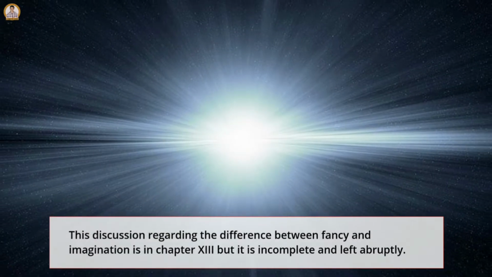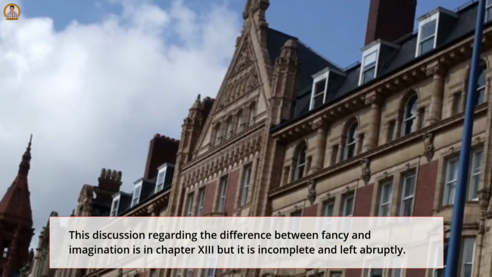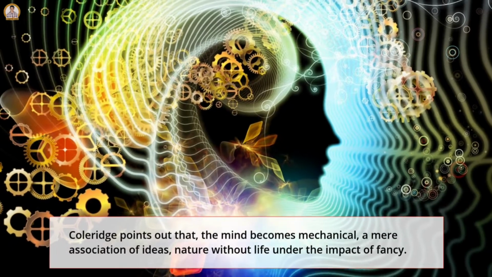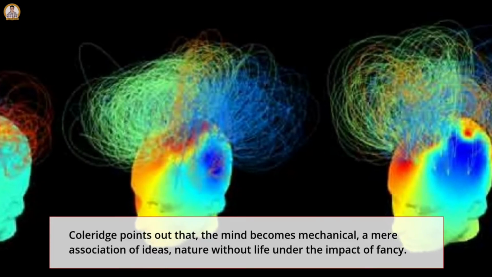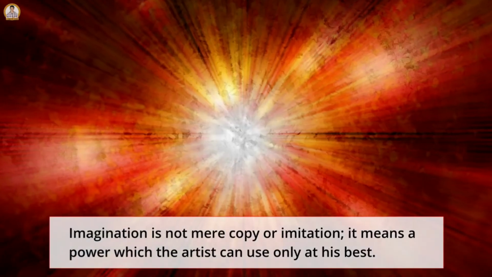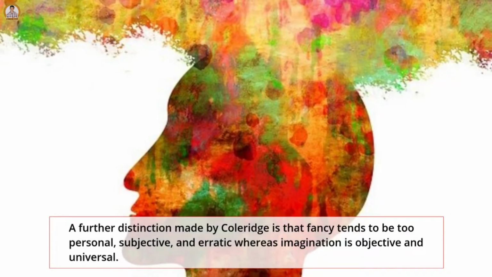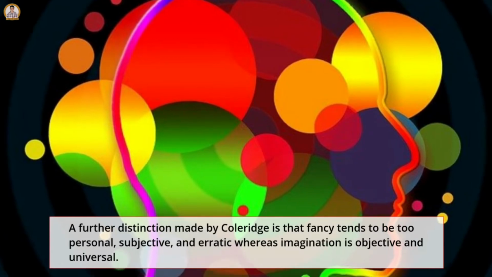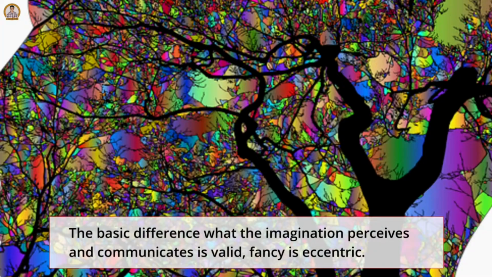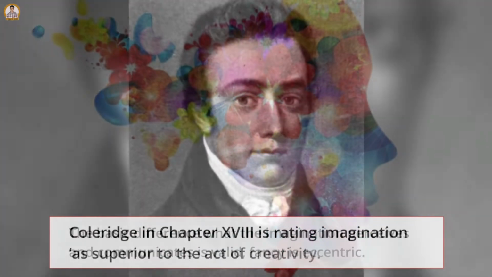This discussion regarding the difference between fancy and imagination is in chapter 13, but it is incomplete and left abruptly. Coleridge points out that the mind becomes mechanical, a mere association of ideas, nature without life, under the impact of fancy. Imagination is not mere copy or imitation, it means a power which the artist can use only at his best. A further distinction made by Coleridge is that fancy tends to be too personal, subjective, and erratic, whereas imagination is objective and universal. The basic difference: what the imagination perceives and communicates is valid, fancy is eccentric.